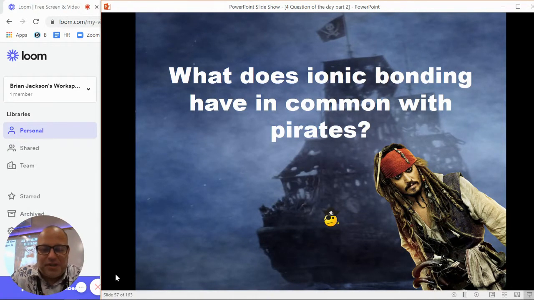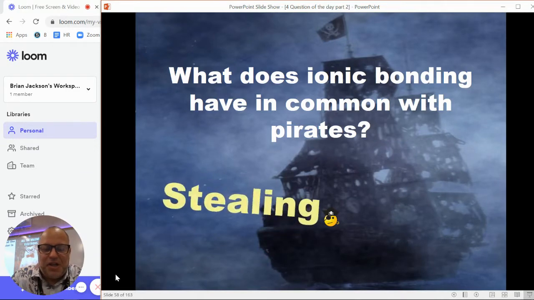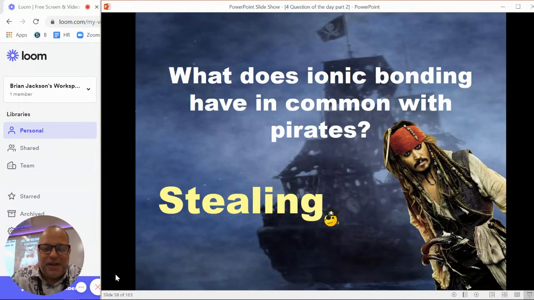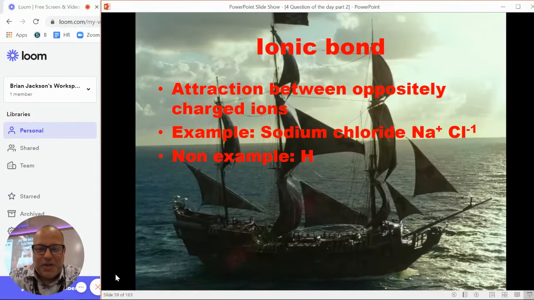So the question that comes up right away is, what does ionic bonding have to do with piracy? Well, stealing, of course, right? Ionic bonding is all about stealing electrons from one another, and that's what we want to get into today. So first, the definition for an ionic bond.